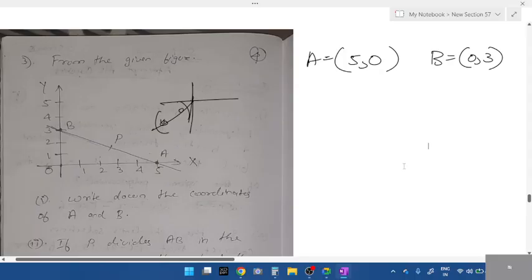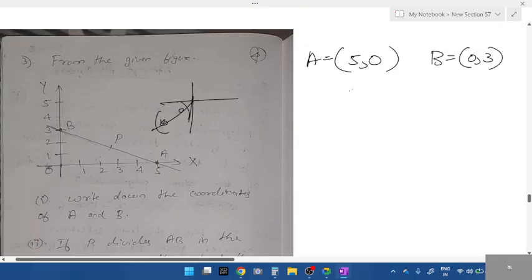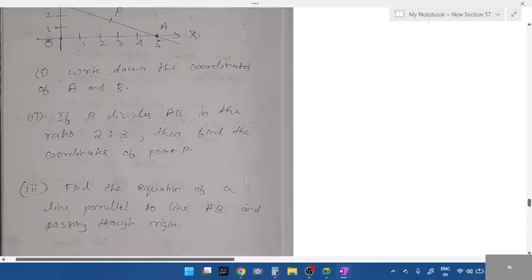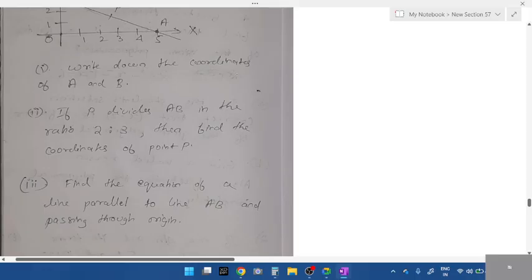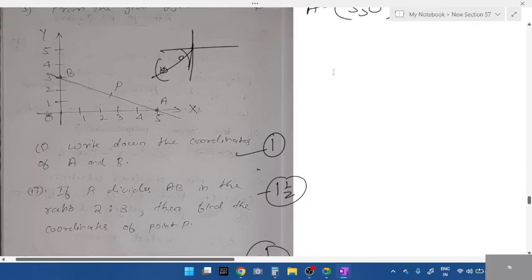Graph question. Equation of a straight line, students. So if P divides, this is the coordinate. Write the coordinate, or 4 marks question. You'll get 1 mark for this. 1.5 and 1.5. This is how they'll split. 1 mark, 1.5 and 1.5. If P divides A and B, students. See, according to the question, P is dividing A and B. So don't write BA, take A and B.